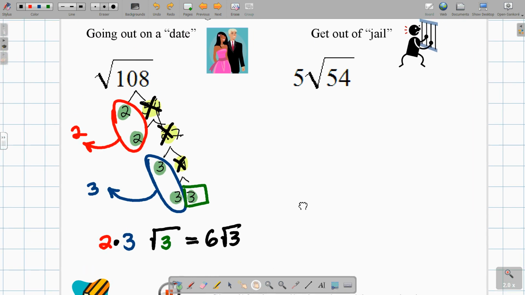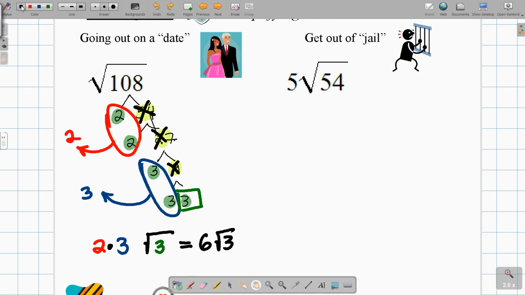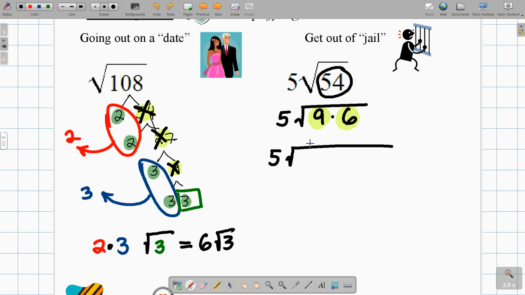Now here's my getting out of jail storyline. You can't get out of jail by yourself. But if you can get a partner, you can break out of jail. But only one of you gets out alive. The 2 and the 3 don't have a partner. These multiply. 15 square root 6.